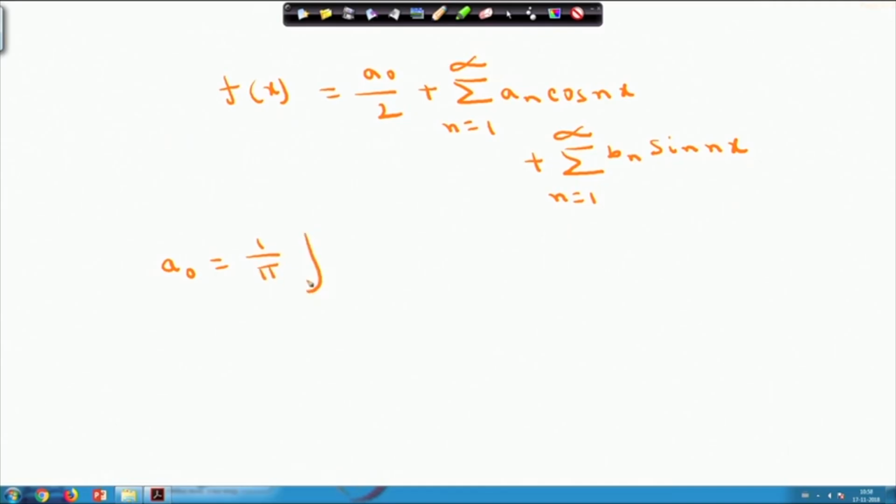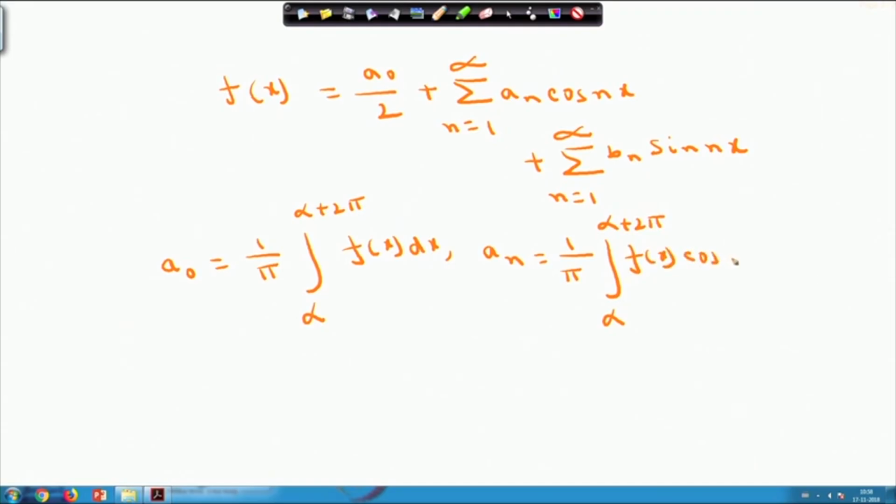a0 equals 1 by pi integral alpha to alpha plus 2 pi f(x) dx, a_n equals 1 by pi integral alpha to alpha plus 2 pi f(x) cos nx dx, and similarly your b_n is 1 by pi integral alpha to alpha plus 2 pi f(x) sin nx dx.